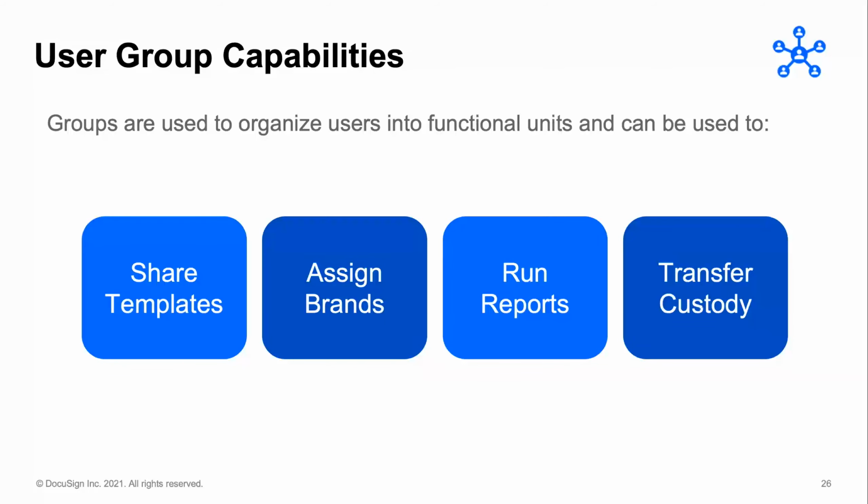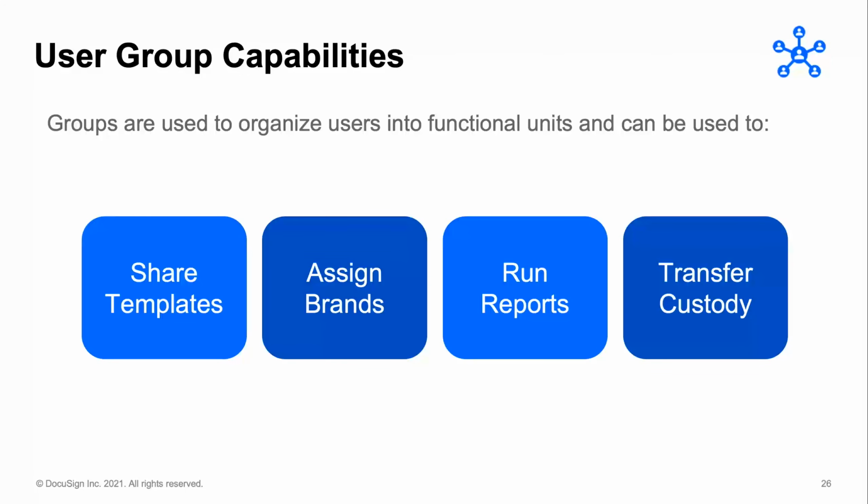We can run reports on our group activity. So maybe I'm curious which group is using DocuSign the most. Maybe it's HR versus athletics versus IT or human resources. I can run this report and see a list of each group, how many envelopes they've sent within a given time period. And who knows, maybe this could help you identify a need to upskill or train a particular group if they're not using DocuSign in the way that they should or in the volume that they should. Lastly, you can transfer custody of envelopes from groups to other users on your account. And we'll talk more about that in just a little bit.